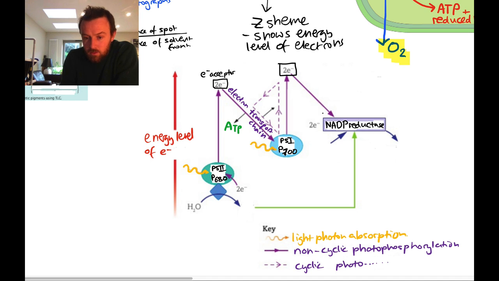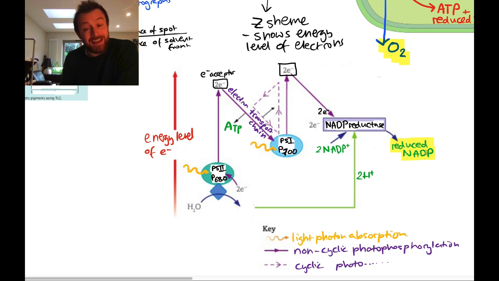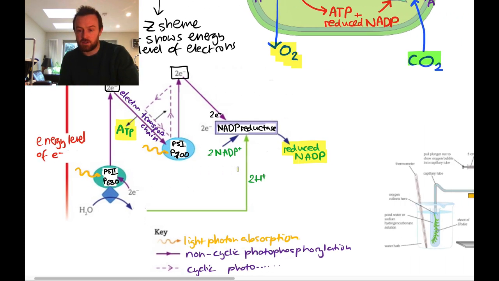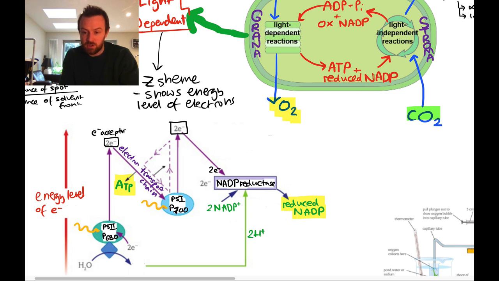I'll just make this even clearer. Basically, it takes two electrons from here. It also takes in, it's green, two NADP, and it takes in two hydrogen ions, which are produced over here, and it forms the product reduced NADP. So in terms of key molecules produced from this process, reduced NADP is a product, and ATP is a product produced by this process. Notice, if I just zoom over here, those things are here, ATP and reduced NADP.